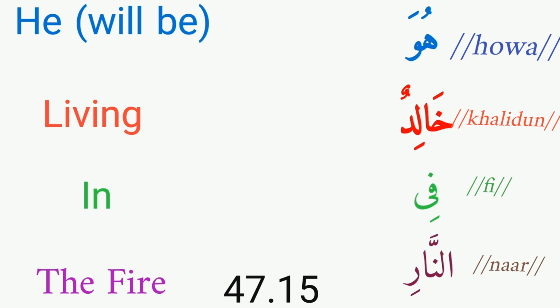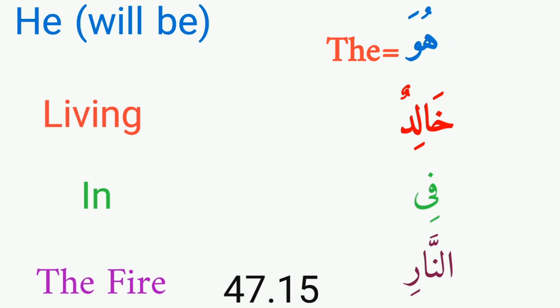هو خالد في النار. He will be living in the fire. Hoa means he, a personal pronoun that is the subject of the sentence. As the subject is definite, we add the article al to the initial letter of the word, but here the subject is made of a pronoun, which is already definite. Therefore we don't need to add the article al to the subject word.